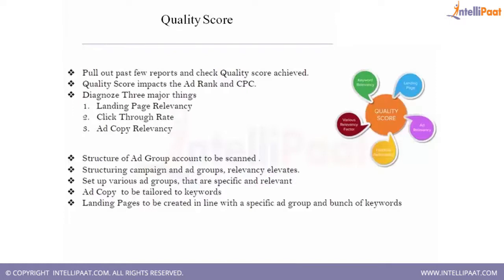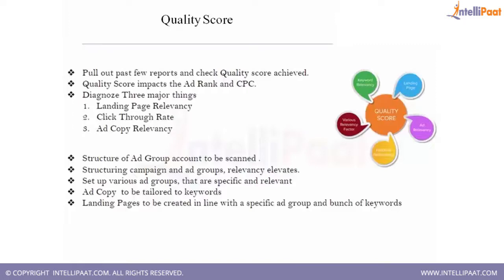Structuring of the ad accounts, like I've already said, should be checked. The relevancy part of the campaign, the accounts, the ad groups, the campaigns, all that needs to be looked at. Setting up various ad groups that are specific and relevant should be looked at. And ad copies should be tailored as per the campaigns, the ad groups and the keywords being used. The last thing within the quality score which one needs to look at is that landing pages should be created in line with a specific ad group and a bunch of keywords. If the keywords which you have taken are not in line with the ad groups, then you're really missing out on a lot of opportunities.